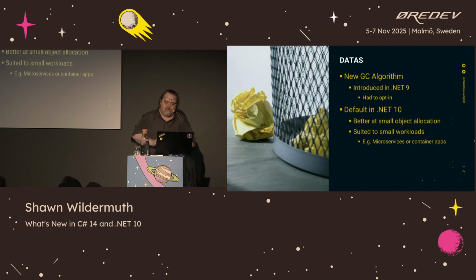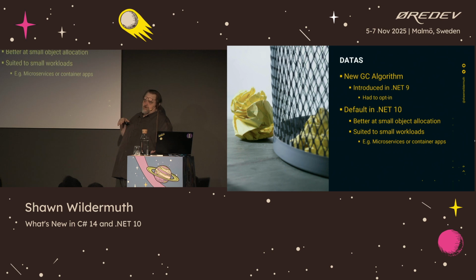No, there's a better way to do this. This new GC option is better at handling a lot of small objects. It tends to run more and let go of small objects faster. And it's really well suited to what they're calling small workloads. So think microservice, container apps, things like that, where the main benefit is a lower ceiling of RAM being used.